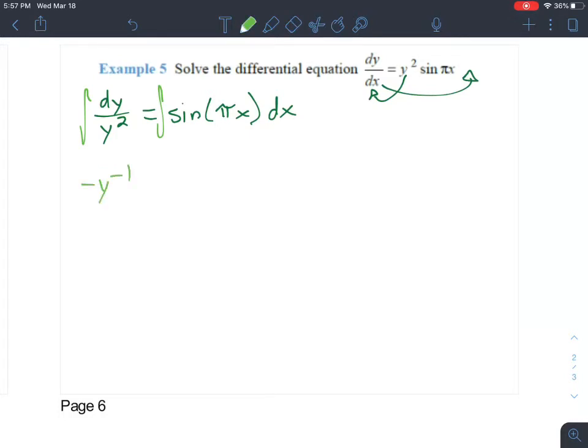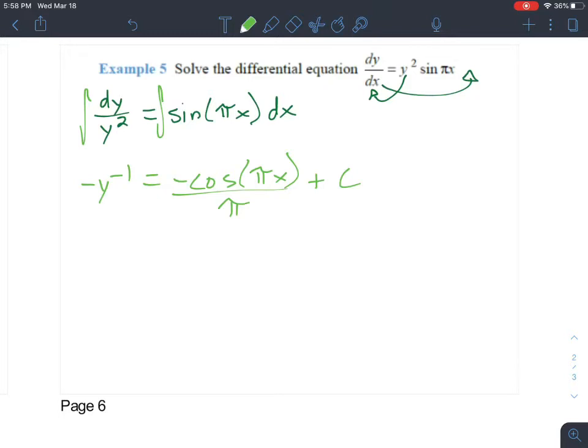So that means that over on the left side here, negative y to the negative 1, and then equals, and then over on the right side, the antiderivative of that is going to become negative cosine of pi over x. And we also need to divide by the derivative of the inside. So it's going to be divided by pi. And we do need to remember plus c.